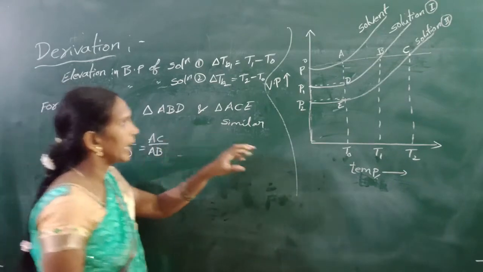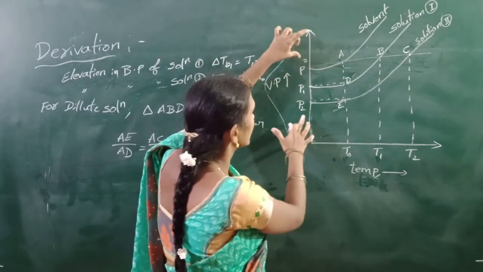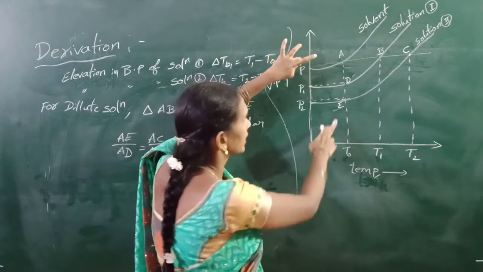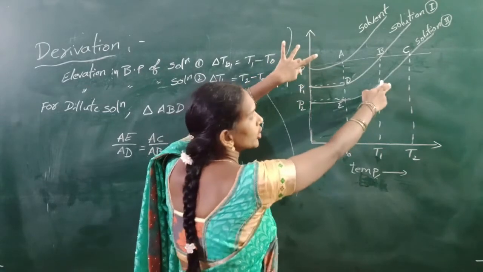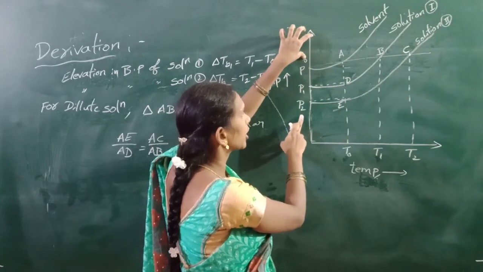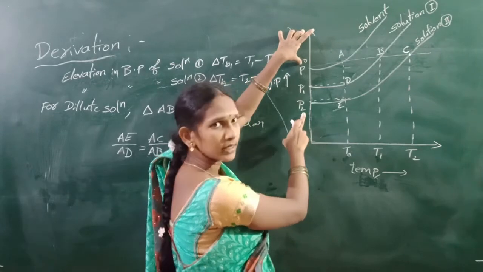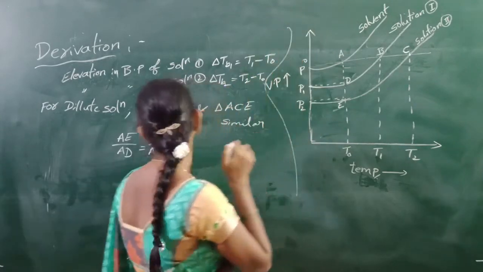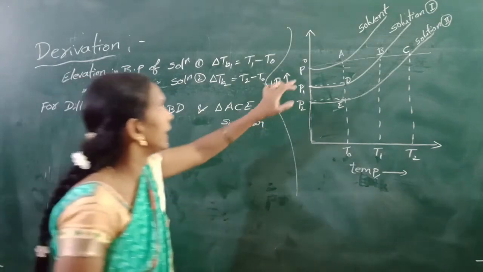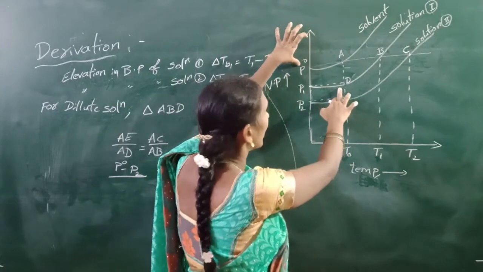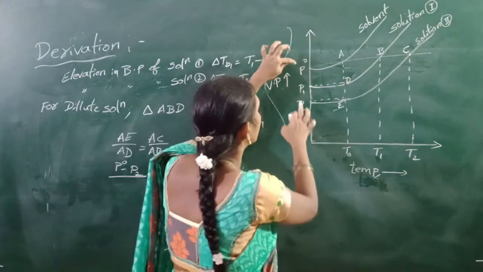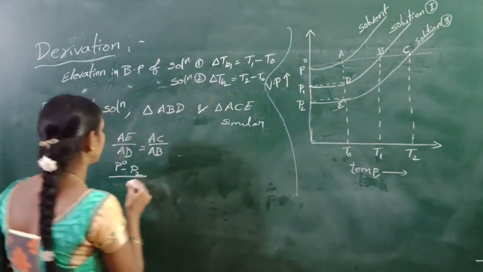What is AE? AE means this. This is the vapor pressure of the pure solvent, and E means vapor pressure of the solution 2. So AE means P0 minus P2. Then AD: this is AD, vapor pressure of the pure solvent, vapor pressure of the solution 1. That means P0 minus P1.